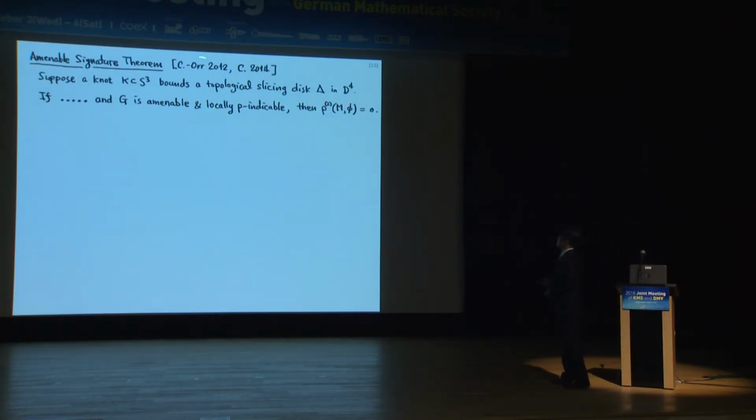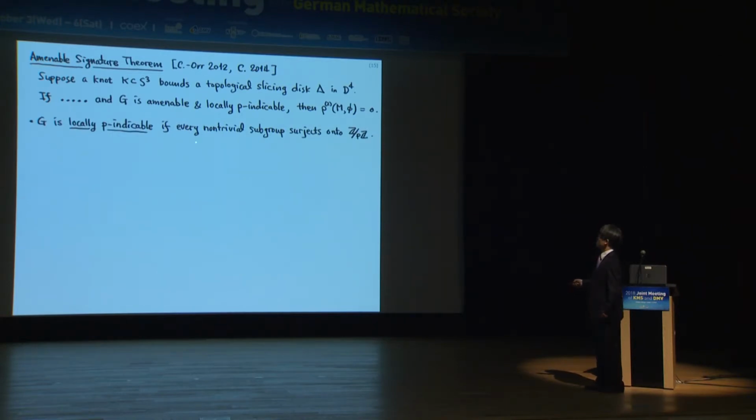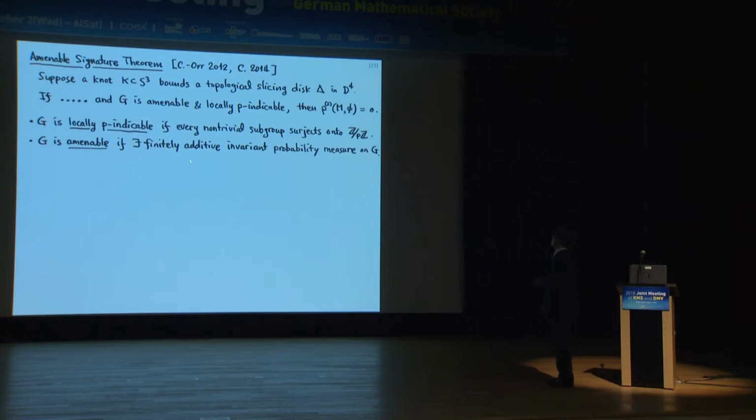Okay, so this is the same theorem with some part omitted here. I didn't tell you about the conditions assumed about the group. So let me just try to tell you something very brief. A group is locally p-indicable if every non-trivial subgroup surjects onto Z mod p, the cyclic group of order p, where p is a prime. This is an algebraic condition. And G is amenable if there is a finitely additive invariant probability measure on the group. Invariant means it's invariant under the action of the group elements. So these two conditions are extremely important.